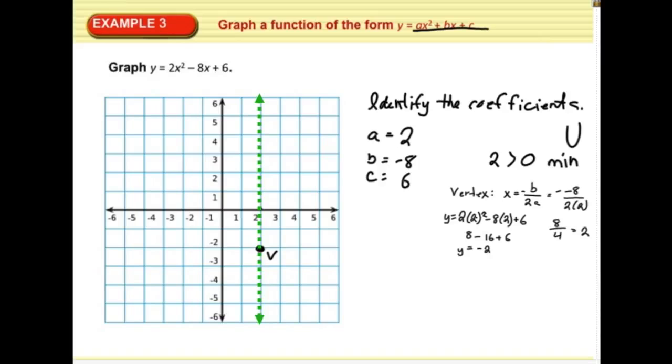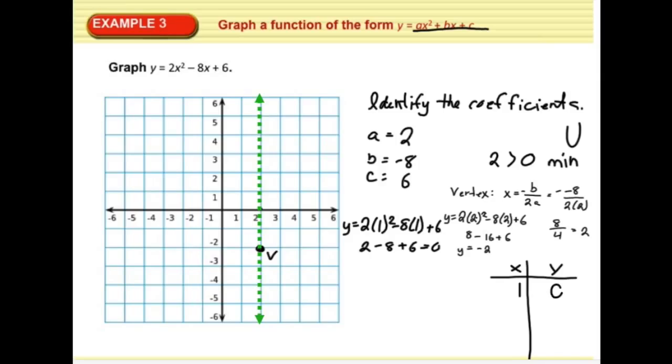So actually, I'm going to start with the x value of 1. So I'm going to say when x equals 1, what is y? Well, my equation is y equals 2x squared minus 8x plus 6. So 1 squared is just 1, times 2 is 2, minus 8 times 1 is 8, plus 6. 2 minus 8 is negative 6, plus 6 is 0. So when x is 1, y is 0. So I'm going to plot another coordinate point.